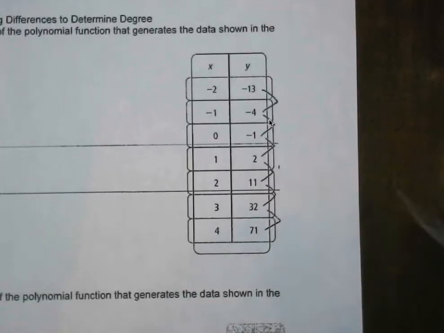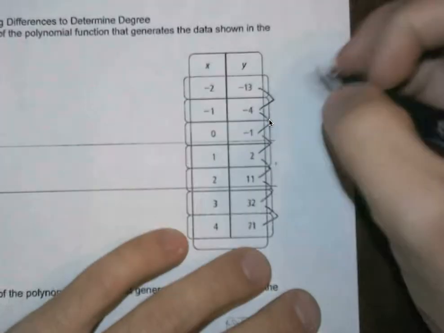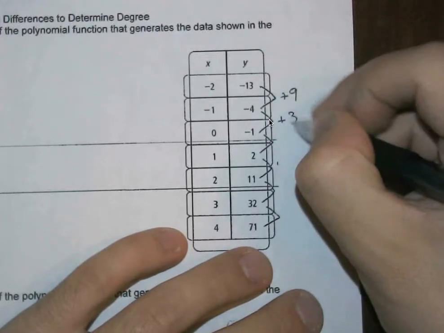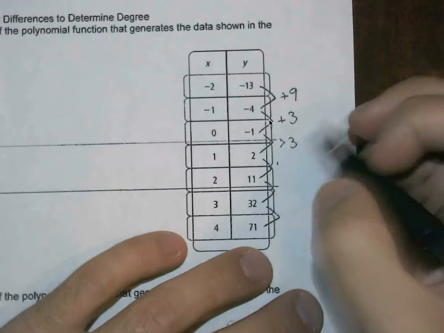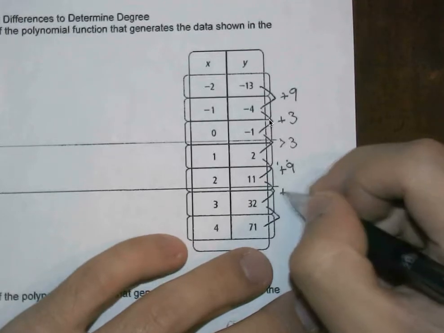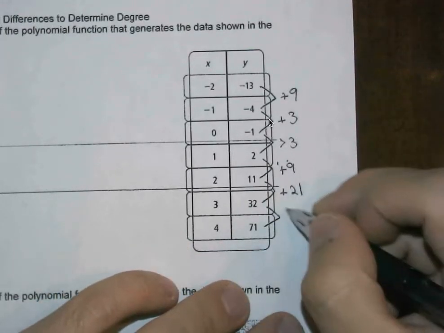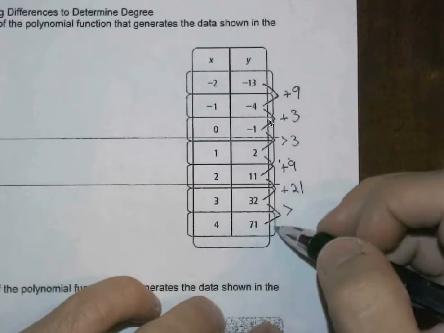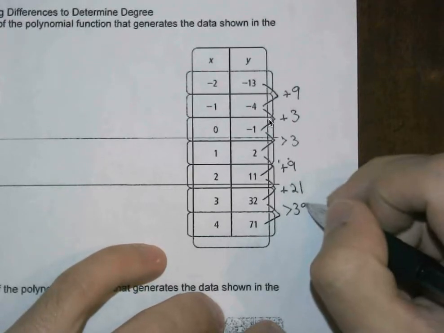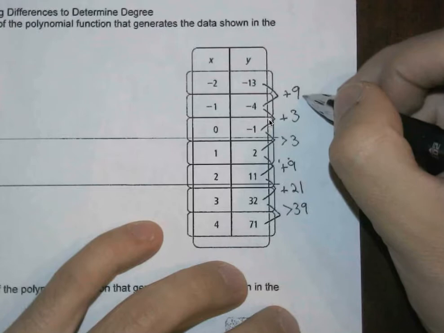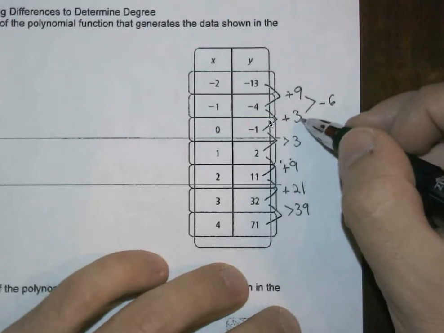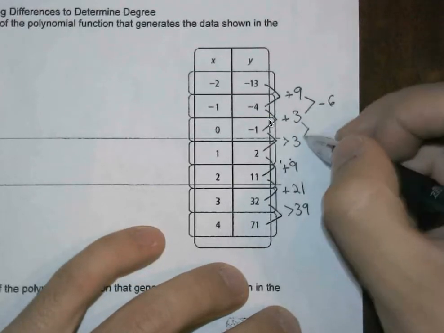So from negative 13 to negative 4, that's a change of negative 9. This is going to be 3. This is 3. This is 9. Of course, plus 9. We also see plus 21. And then jumping to here, this is going to be adding on 39. Pretty sure. If we check the arithmetic here, 9 to 3 would have to subtract 6. 3 to 3 would be 0.